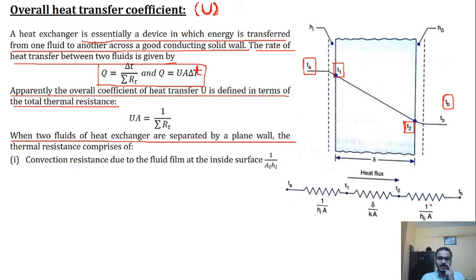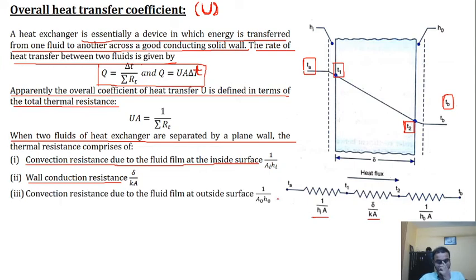So it consists of three resistances. First is the convection resistance due to the fluid film at the inside surface, that is 1 upon AIHI. Second is the wall conduction resistance, that is delta upon KA. And the third resistance is the convection resistance due to the fluid film at the outside surface, that is 1 divided by AOHO. So here it should be HI here, and here it should be AO.